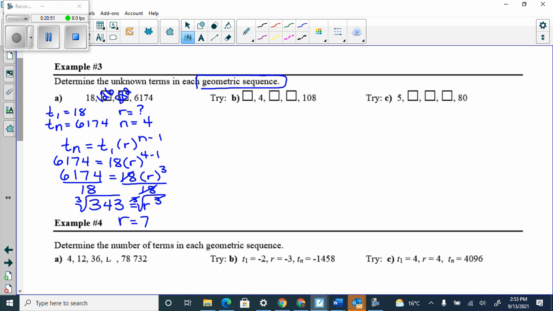We agree? We're not going to try B first. You're going to try C. Do C right now. Then we'll come back to it.